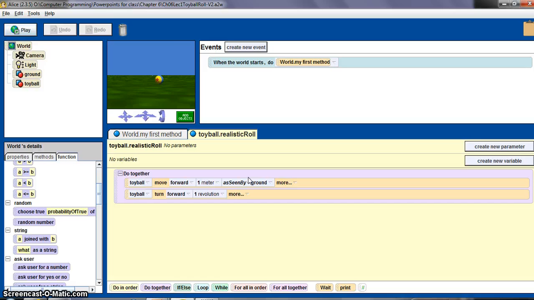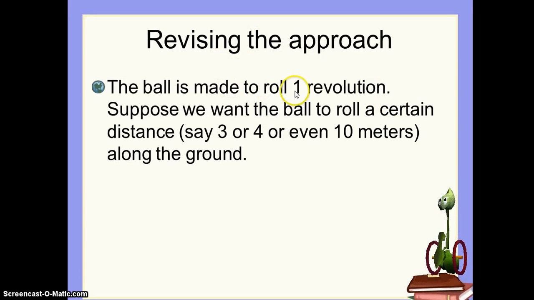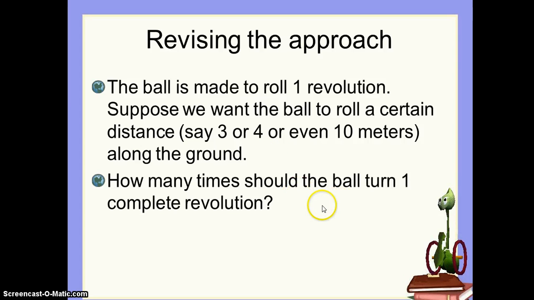Okay, well that's great. Now what we want to do is we want it to roll a certain distance, and this is our first function that we are creating. So now that we figured out how to roll it, let's have it roll one revolution, but we want it to roll a certain distance along the ground. So think about it. How many times should the ball turn one complete revolution? What does it depend on?